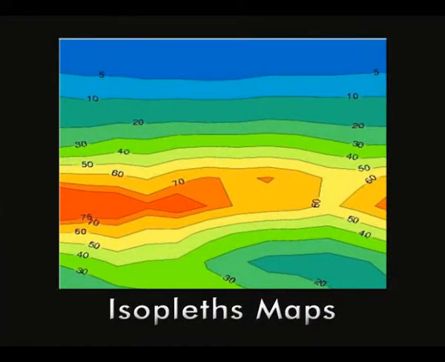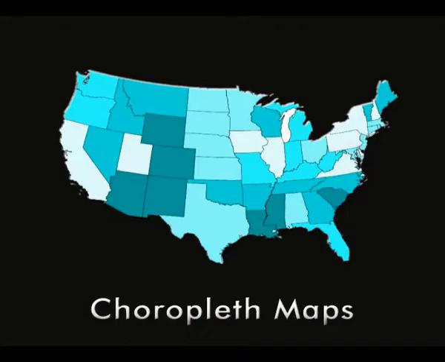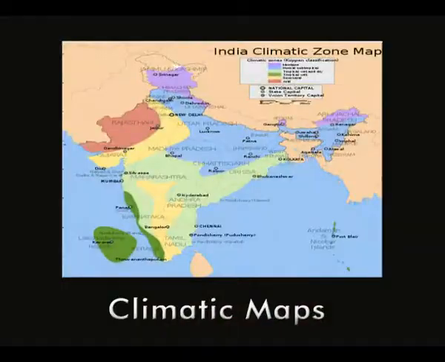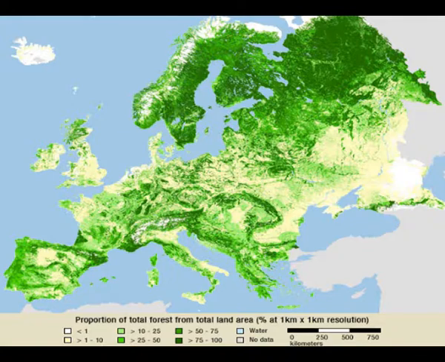Isopleth maps, choropleth maps, flow diagrams, etc. and some climatic maps use line symbols. Area symbols. Area symbols show qualitative values. A forest area may be shown by any symbol, but this representation does not necessarily show the real extent, nor does it show the density of the trees.